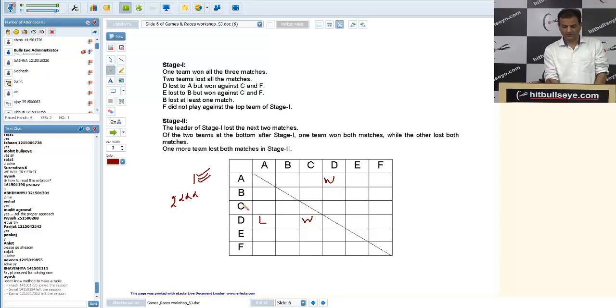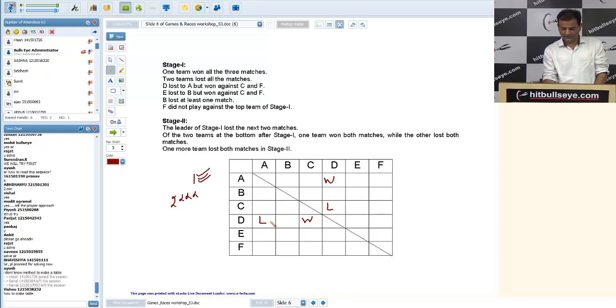That means C will lose against D, and D will win against F. D is winning against F, and F has lost against D. Clear? The one team which is losing, D lost to A, so I have written L against here, and A won against D, so I have written W.